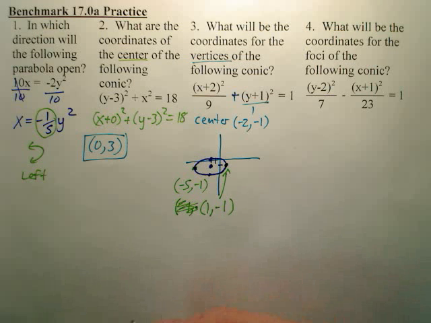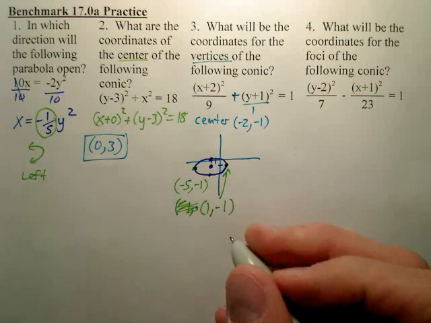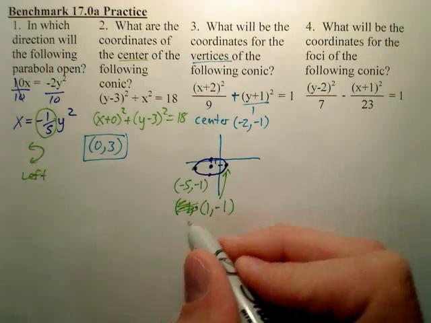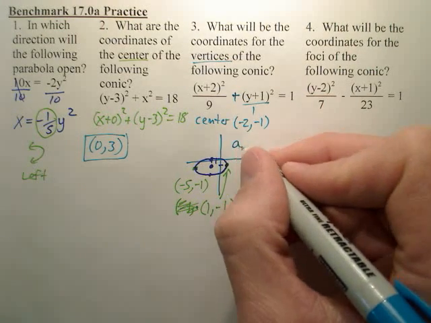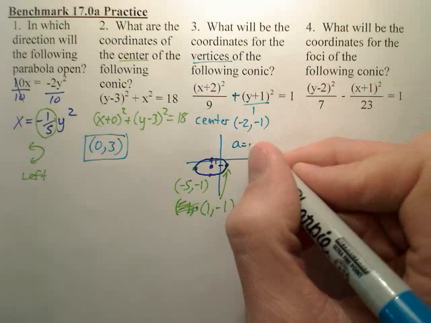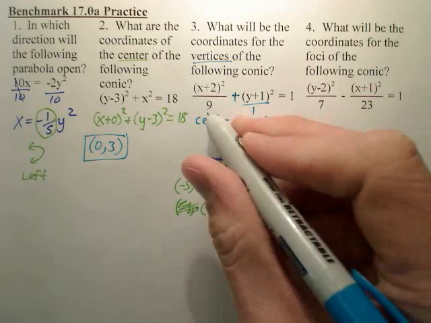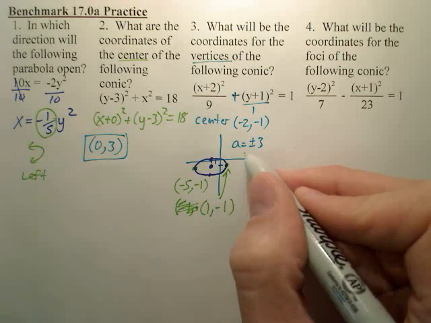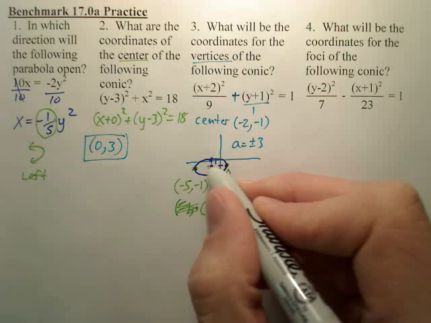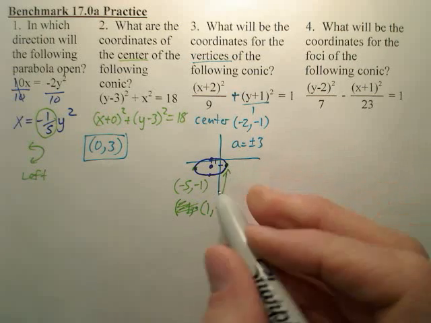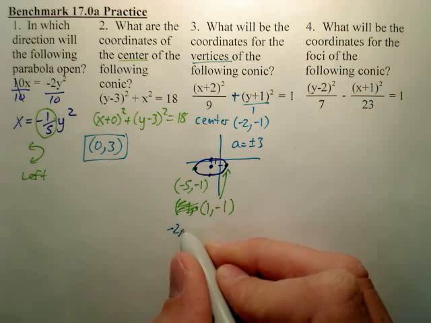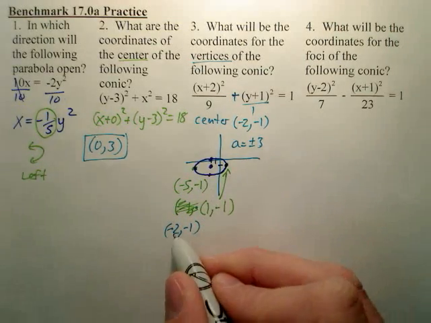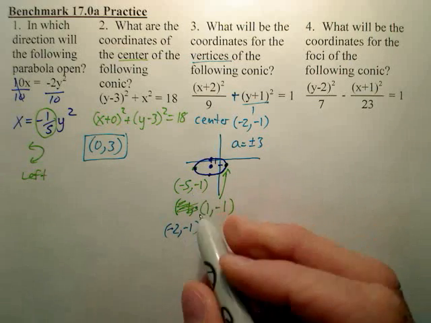Now there is an easier way of doing it without graphing. Basically you have to find your a value. You should notice your a value is going to be the bigger number. So it's going to be the plus or minus 3, the square root of 9, which is your a value. And then you take your a value, and you'll be moving it to the right and to the left. So you're going to be adding 3 to the x value. If you take the center, if we simply add 3 and subtract 3 to the x value, which is the negative 2, you'll get these two numbers.